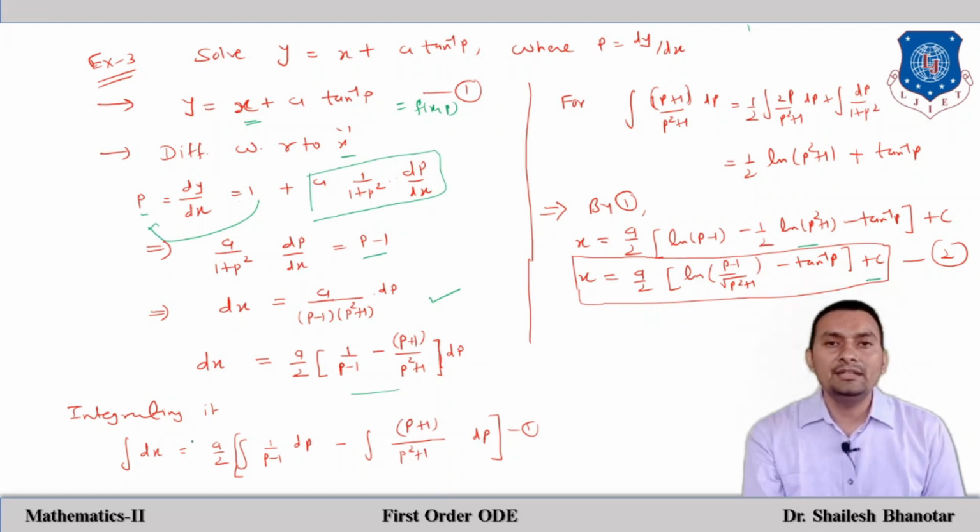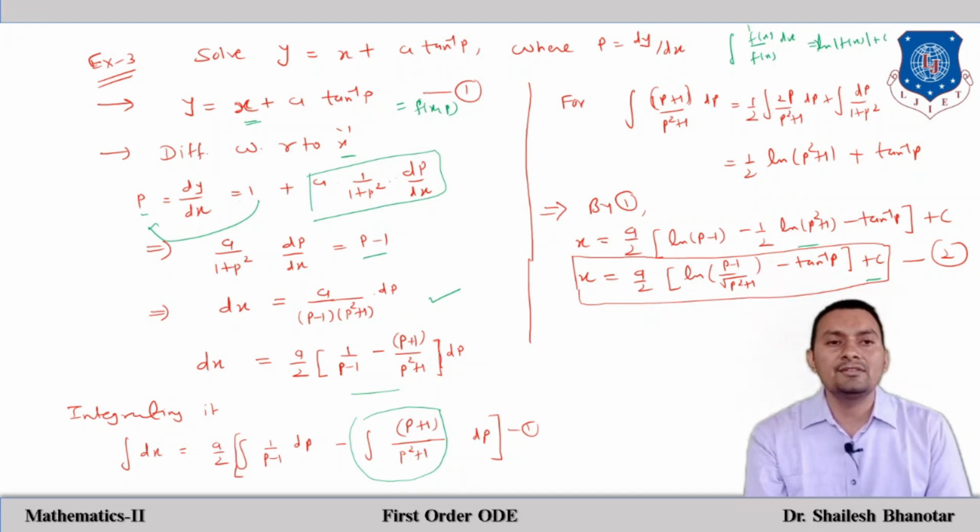Now it's time to integrate on both sides. So integration of dx is equal to a by 2 integration of 1 divided by p minus 1 dp, minus integration of p plus 1 divided by p square plus 1 into dp. Now I have to integrate this one, so let us first focus on this part. In that case I'm just applying this one formula. If the derivative of the denominator, that is f dash x, is the numerator, then we can write ln of mod of the denominator plus the integrating constant.